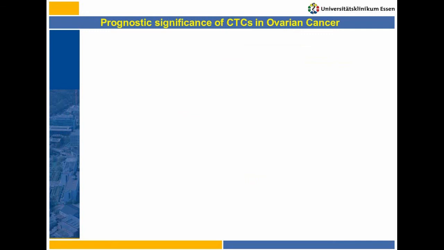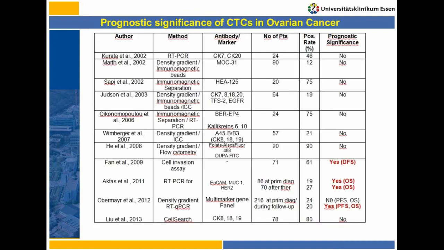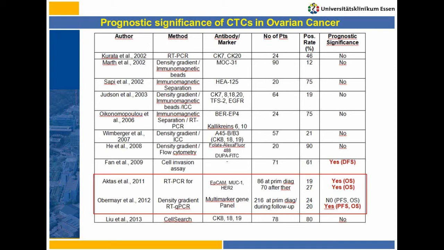So what about the prognostic significance of CTCs in ovarian cancer? If you look at the literature, there are also not so many papers available. It started in 2002, and you see the number of patients, the different methods that were used, and also the prognostic significance of these cells. And these are the papers using multi-marker gene panels, and using this method, you see a prognostic significance when you analyze circulating tumor cells.